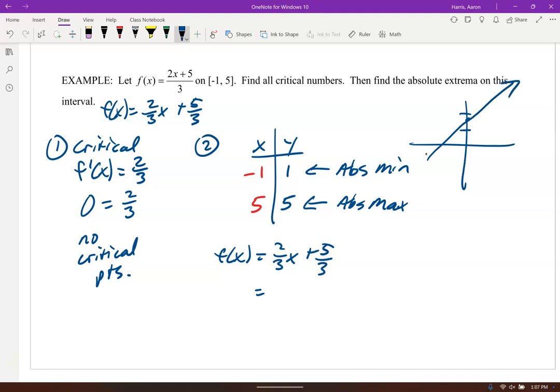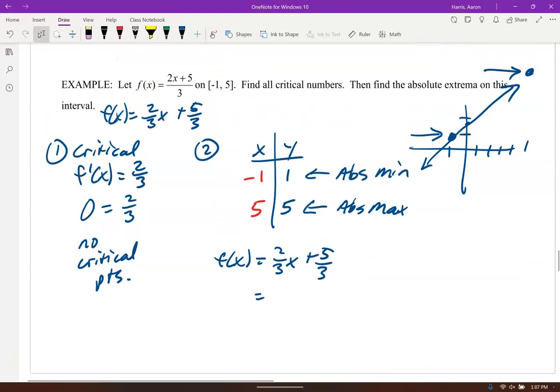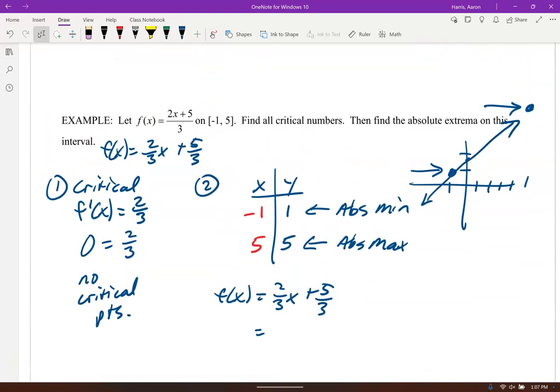If you were graphing this, it looks something like this, and you're looking from negative 1 to 5. So, being a line, that's your lowest point, and that's your highest point, right? Pretty obvious, but we just want to walk through and make sure with our calculus critical points there.